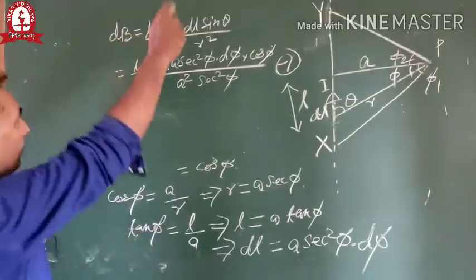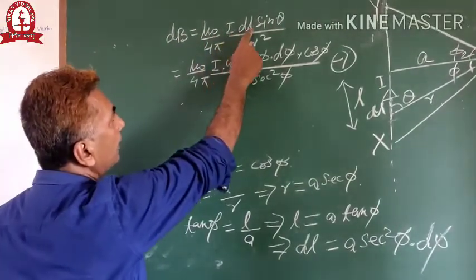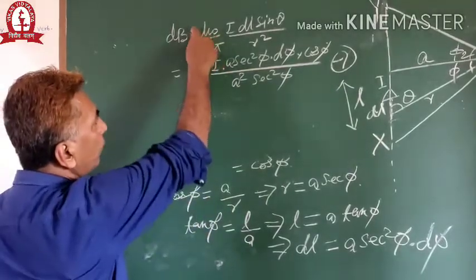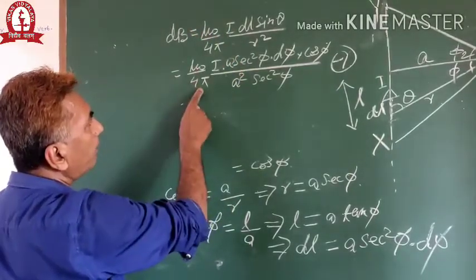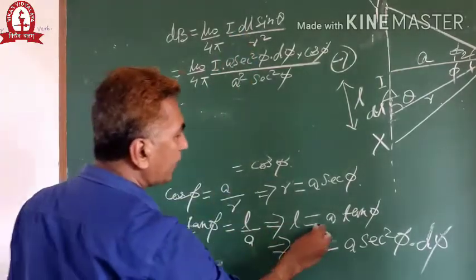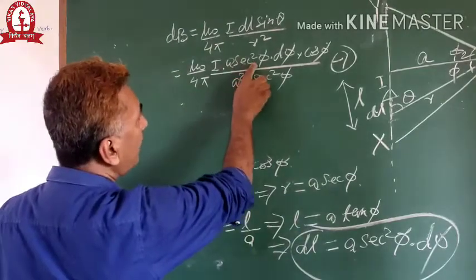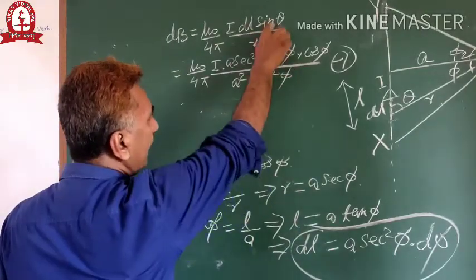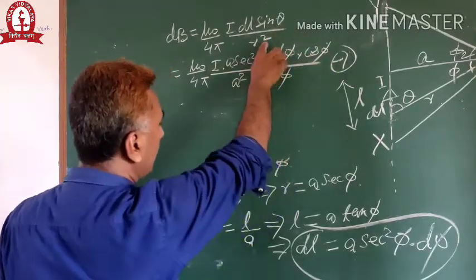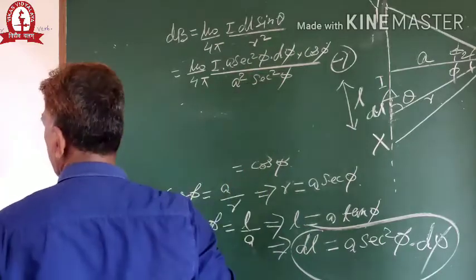And dB is equal to mu naught by 4 pi I dl sin theta by r square. Now place the value mu naught by 4 pi, again mu naught by 4 pi I for dl. We have just calculated this, a square, so put a sec square phi into d phi for dl. Sin theta is equal to cos phi, so put cos phi upon r is equal to a sec phi, so r square will be equal to a square sec square phi.